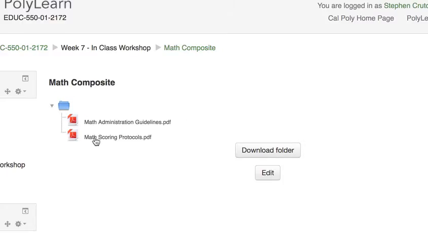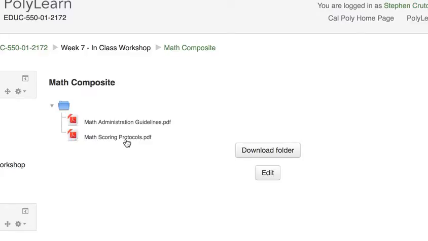So we click on the math composite. It'll open it up and there'll be math administration guidelines and math scoring protocols. So there's several subtests that are part of the math composite, and each one of those subtests is discussed here under the math administration guidelines. It'll talk to you about how to administer and what to look for in terms of scoring. And it also tells you a little bit about each subtest, what each subtest is about, etc.